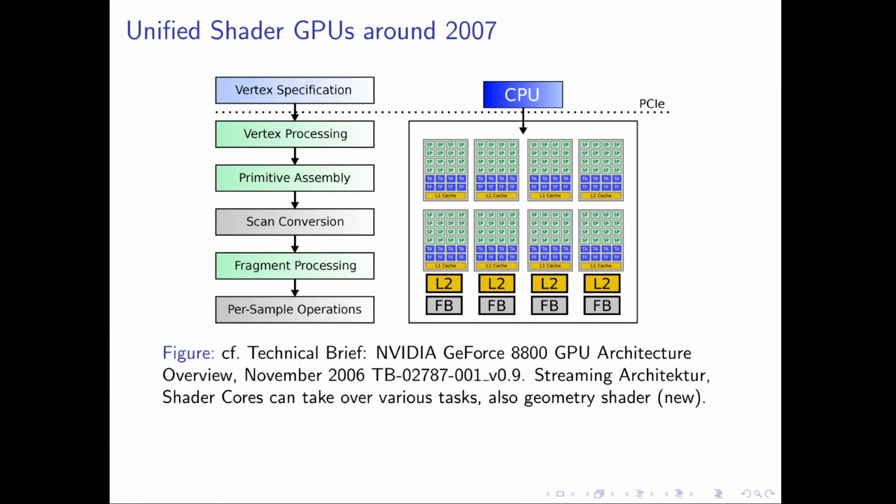So, the very first architecture that actually implemented that was the so-called G80 architecture, the GeForce 8800. And it was around 2007. And the design underlying this architecture was one where we had those unified shader cores, and each of those unified shader cores would have access to a shared L2 and would eventually also have access to the frame buffer.